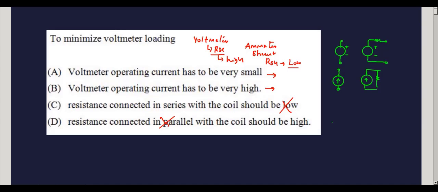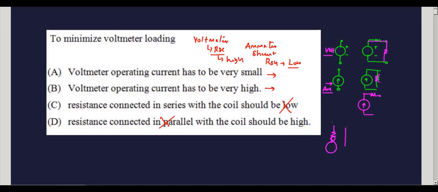While coming to measurement, this is an ideal voltmeter. If you consider a practical voltmeter, you have a parallel resistance. This is an ideal ammeter, and if you consider a practical ammeter, you have a series resistance.